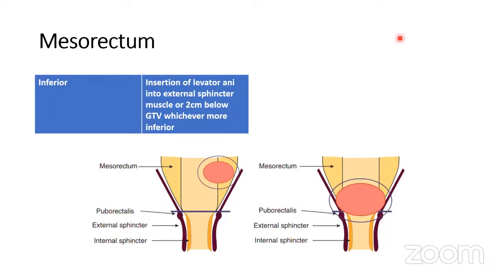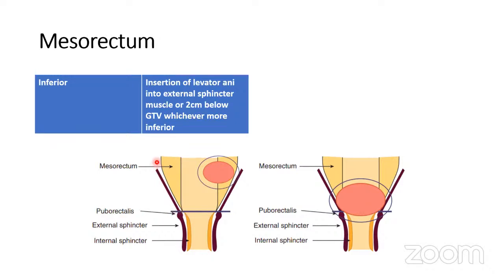Inferiorly, how long do we go? So inferiorly, you go till the level of insertion of the levator ani into the external sphincter. Here you can see this is the levator ani, and here it forms this external sphincter, and this is the internal sphincter. You see where this insertion is; it is best seen in the coronal view. You can open a coronal CT or a coronal MRI, and you can see where the insertion of the levator ani is. And that is exactly where the mesorectal fat disappears.